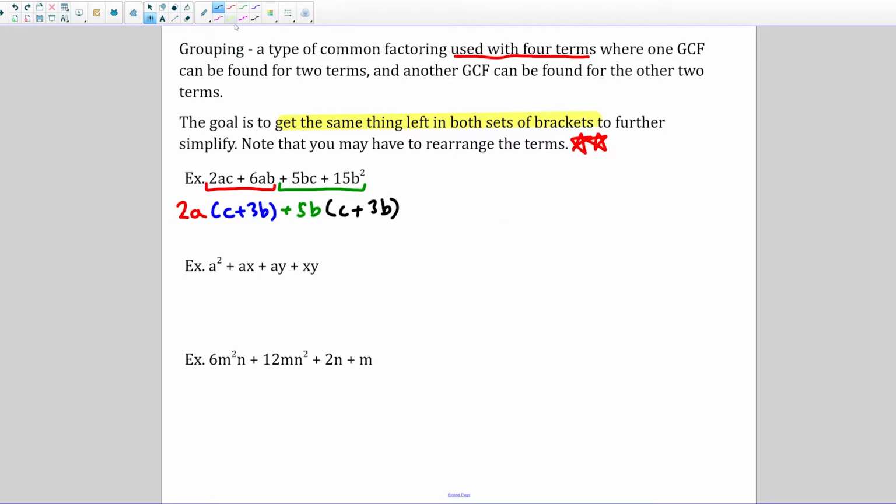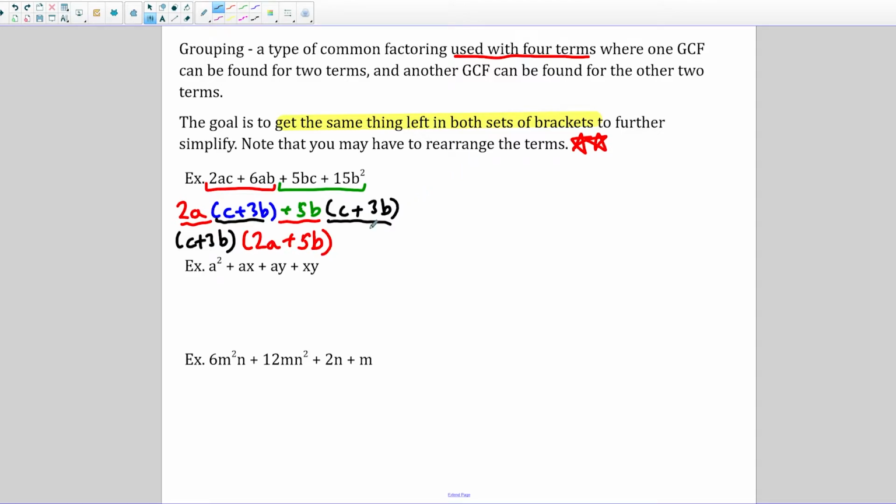Now the cool thing that we're going to notice here is this takes us back to exactly what we just did on the previous page with our binomial factoring. We notice that we have a common binomial factor of c plus 3b in each pair. So we're actually going to factor that out to the front. So we have c plus 3b, and what's left over, we have 2a plus 5b. So we have factored out this expression here as c plus 3b times 2a plus 5b. So I have my two binomial factors here.